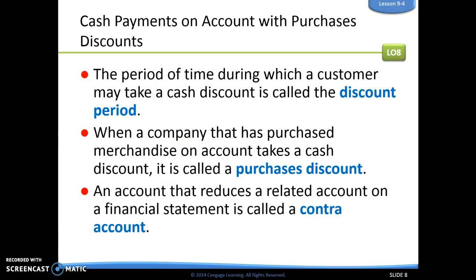Okay, so a discount period is a period of time during which a customer may take that cash discount that I talked about earlier. A purchase discount is when a company that has purchased merchandise on account takes advantage of that cash discount. A contra account is an account that reduces a related account on a financial statement, and we'll see an example of that in a little bit.